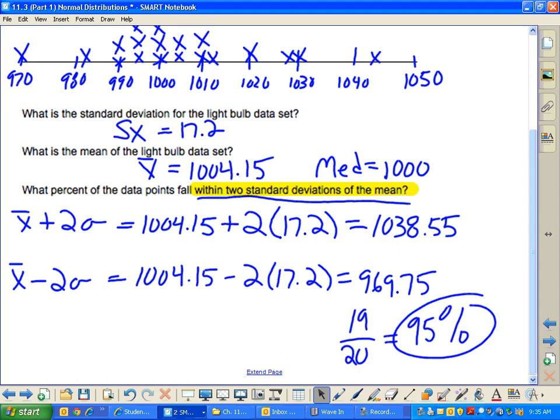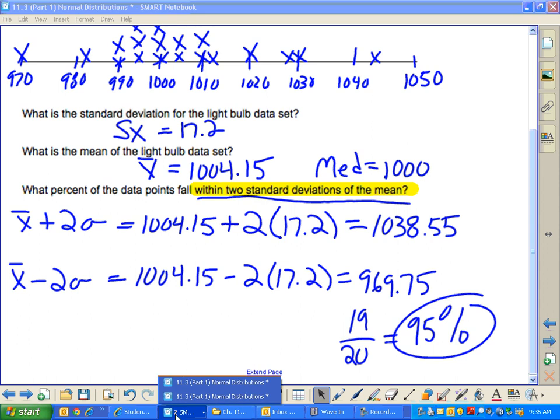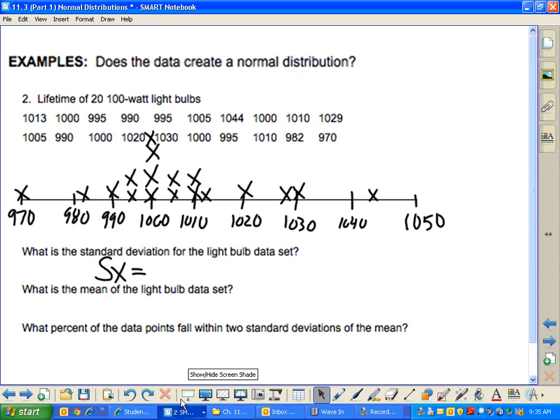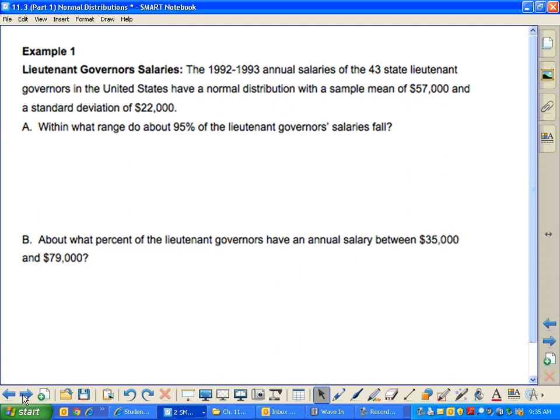That would be the process you would have to go through with a data set to decide if it's normally distributed. Next up, we have to do something with this information. I'm going to go back to my other slideshow here. All right, we're going to now make some predictions about some data. We're going to do a couple word problems.